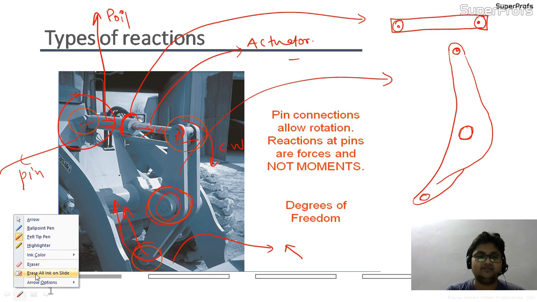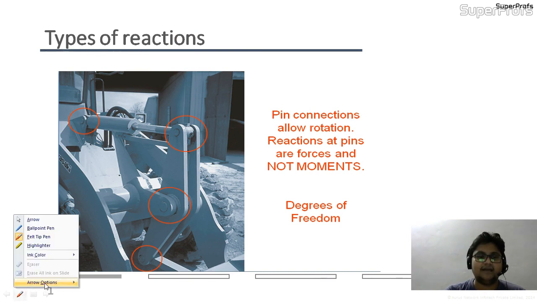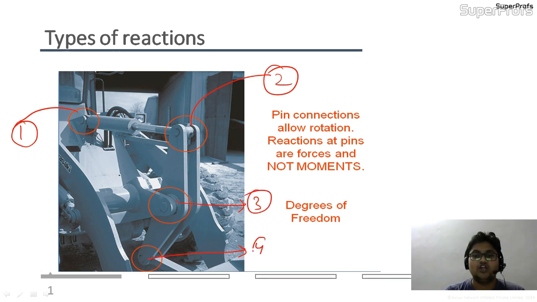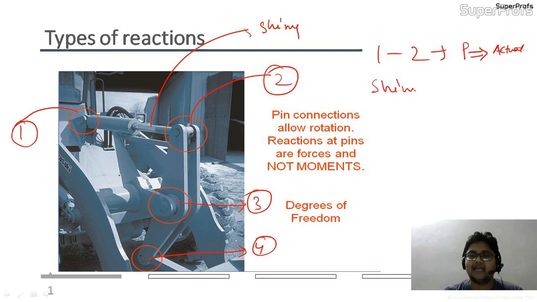Suppose I name it, I'm clearing off everything. Suppose I'm naming my points: this is my point 1, this is my point 2, this is my point 3, and this is my point 4. From 1 to 2, we can see that pressure is pushing the actuator part. This is the actuator part, the shiny part. I am just writing it as shiny part so that you will have better clarity of the subject. So this shiny part is transferring its load to the second pin.